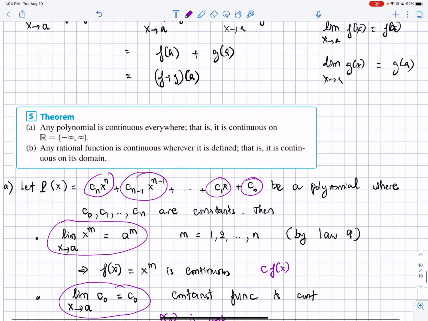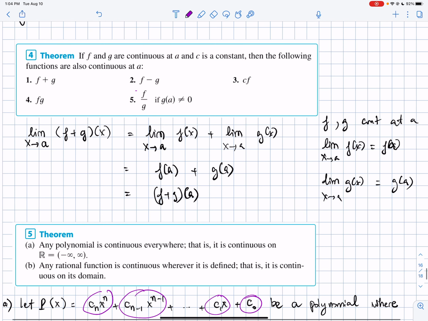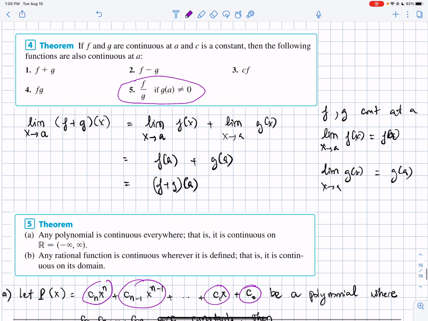Then we combine this with number 5 in theorem 4. A polynomial function divided by another polynomial function is a continuous function divided by a continuous function. We get a quotient, and that quotient will be a continuous function also, as long as we stay within the domain.